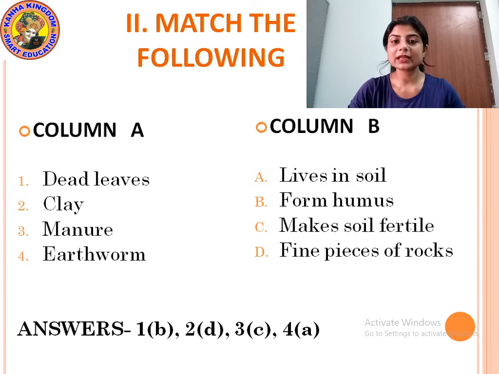Earthworm lives in soil. I will repeat my answers once again. Dead leaf forms humus, 1B. Clay, the answer is D, fine pieces of rocks, 2D. Manure makes the soil fertile, that is 3C. Then number 4, earthworm, the answer is A, lives in the soil. Okay, the answers are written below. You can see and you can match them.